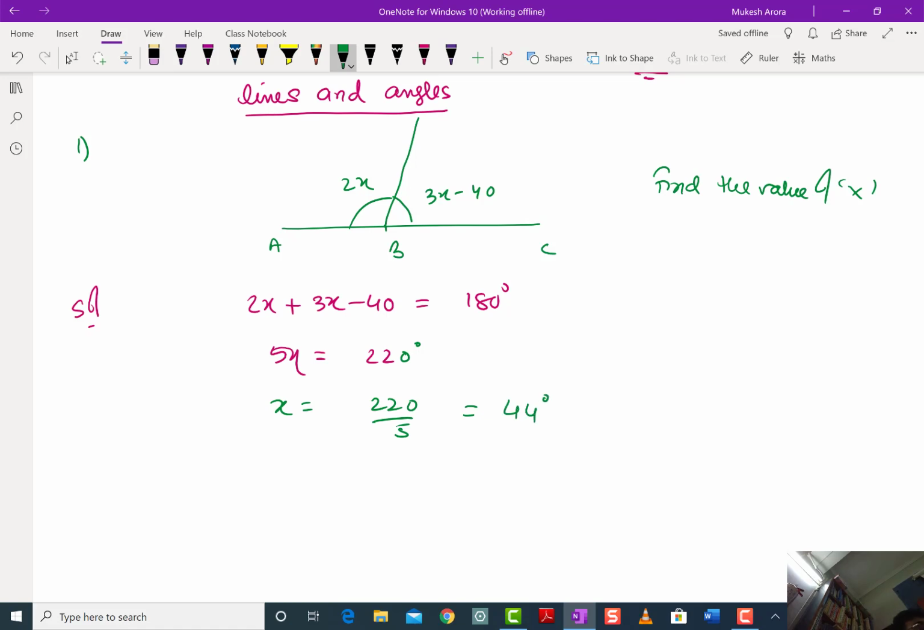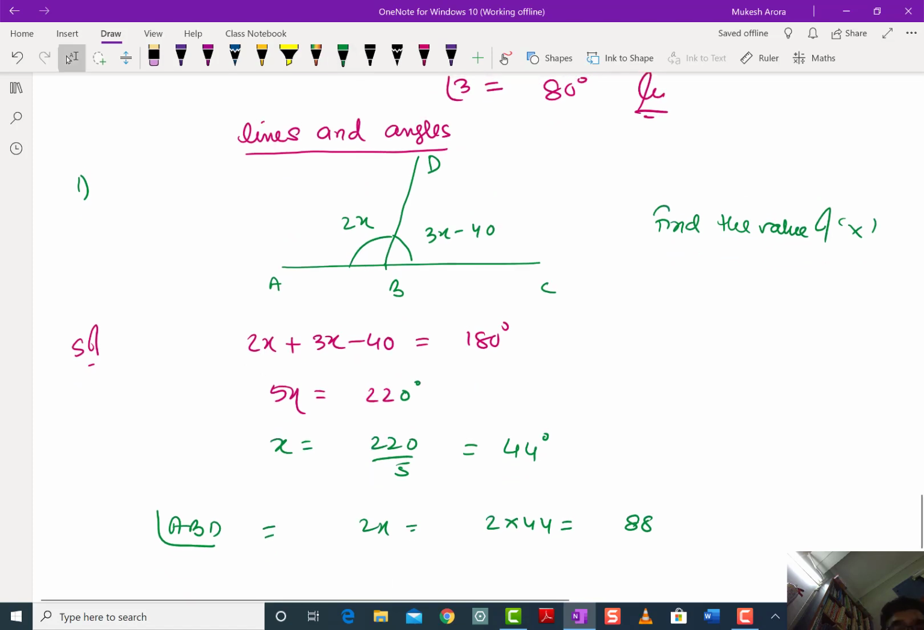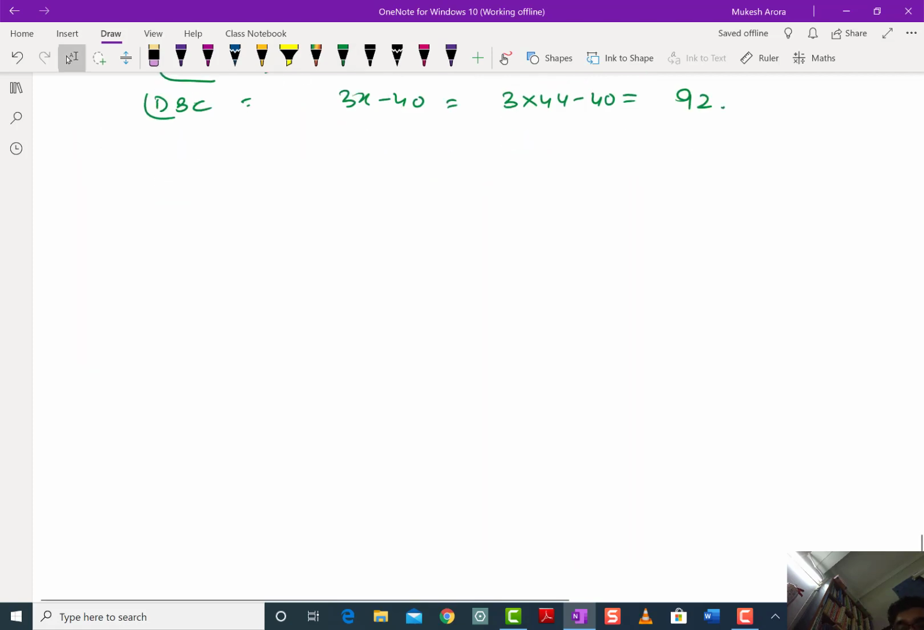This is x. Suppose we say find angle ABD, then it will be 2x, 2 into 44, it will be 88, and angle DBC, that will be 3x minus 40, 3 into 44 minus 40, that will be 92.